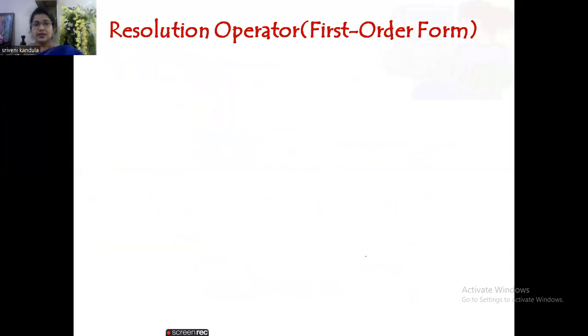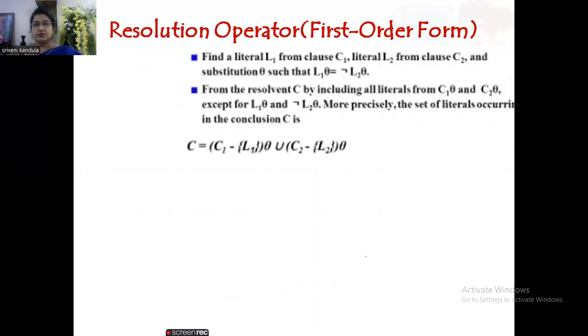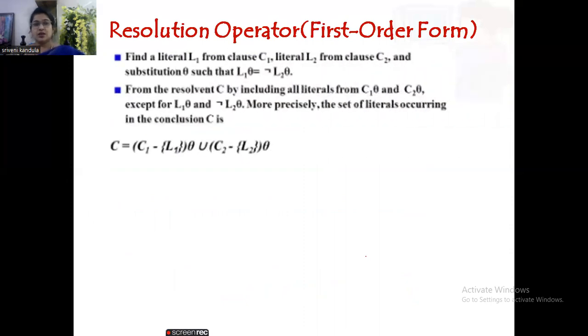Now let us see the resolution operator in the first order form. Here is the algorithm. We have to find a literal L1 from clause C1 and literal L2 from clause C2. We should also find a substitution theta such that L1 theta is equal to negation of L2 theta. Then form the resolvent C by including all literals from C1 theta and C2 theta, except for L1 theta and L2 theta. So just carefully observe the wordings.